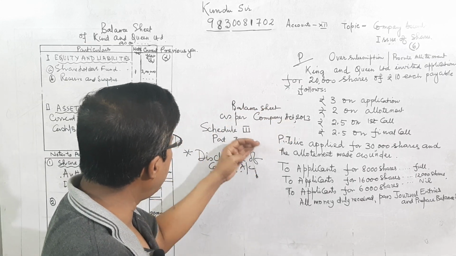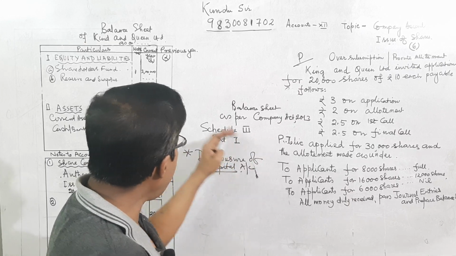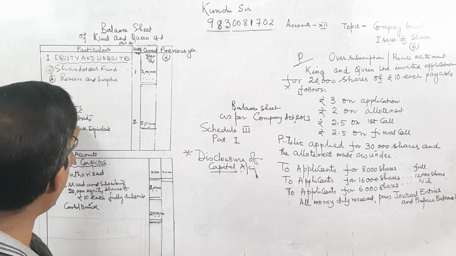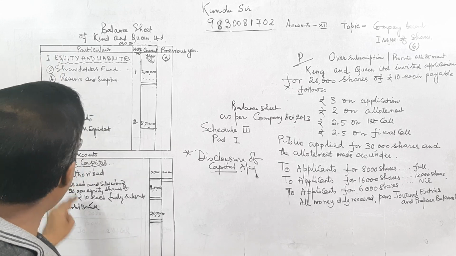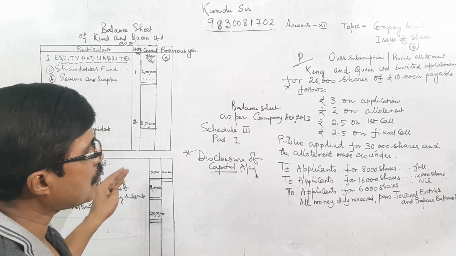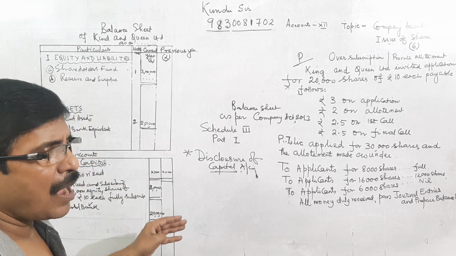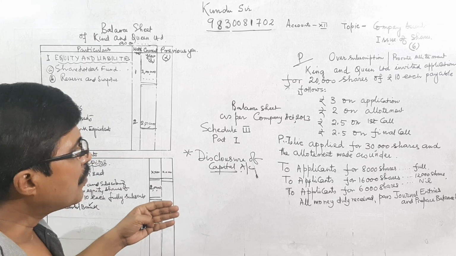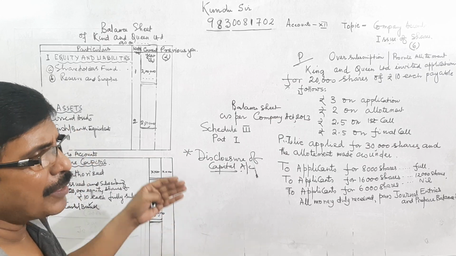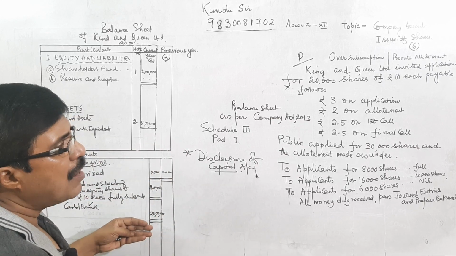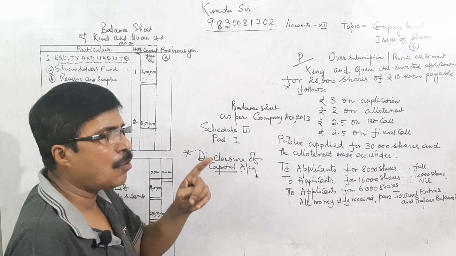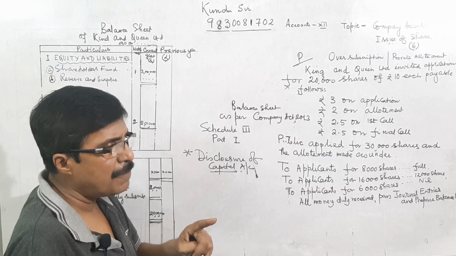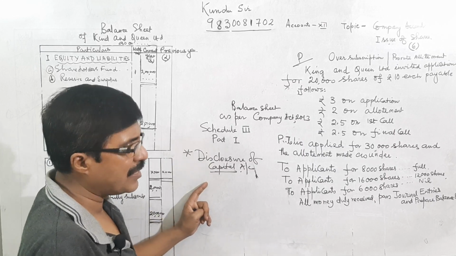Now Schedule 3, Part 1, I will again explain what heads are inserted in the balance sheet. All disclosure is to be given in the notes of account. Today I am concluding the class. The next class will be taken on another problem of purchase consideration, one problem, another problem of oversubscription. Another sum I will also do in the next class.